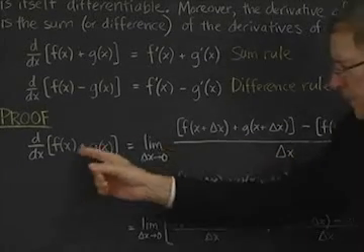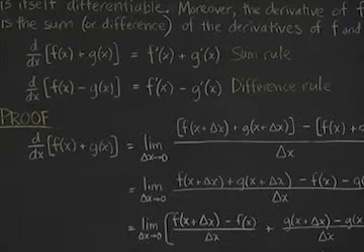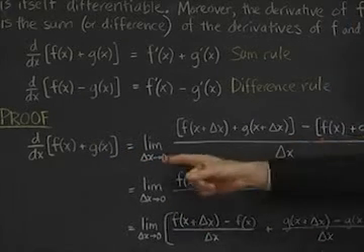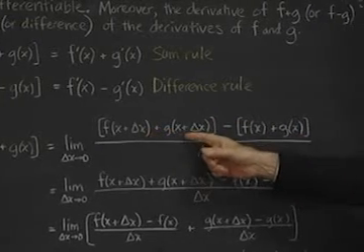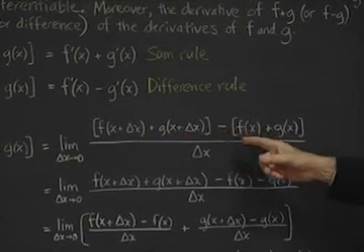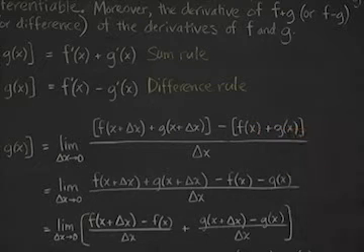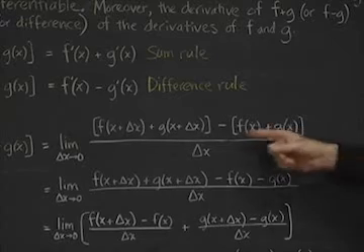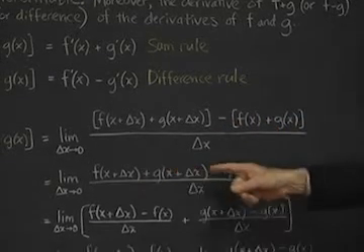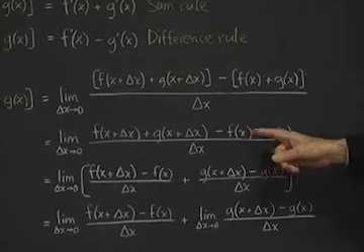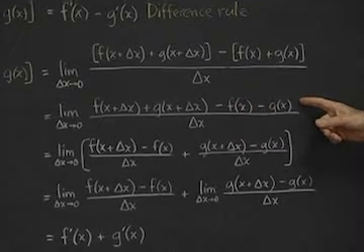What's the derivative of the sum f plus g? Well, by definition, it's the limit as delta x goes to 0 of f of x plus delta x plus g of x plus delta x minus the quantity f of x plus g of x, all divided by delta x. We first can simplify this difference in the numerator, and we have the same numerator except now it's minus f of x minus g of x.